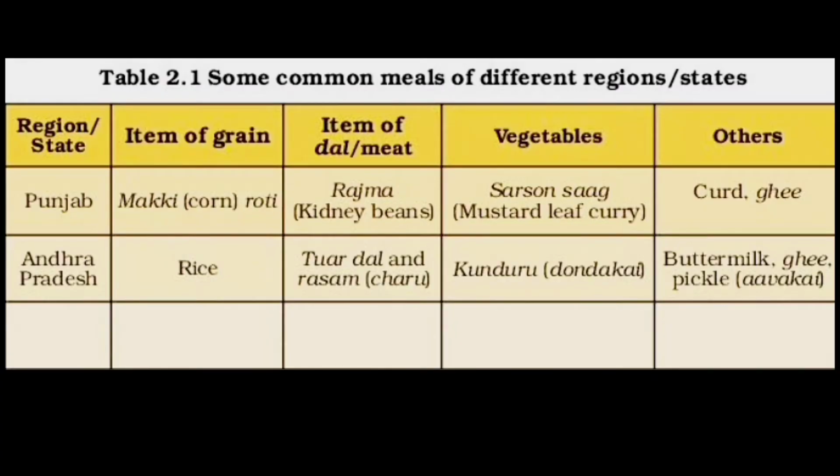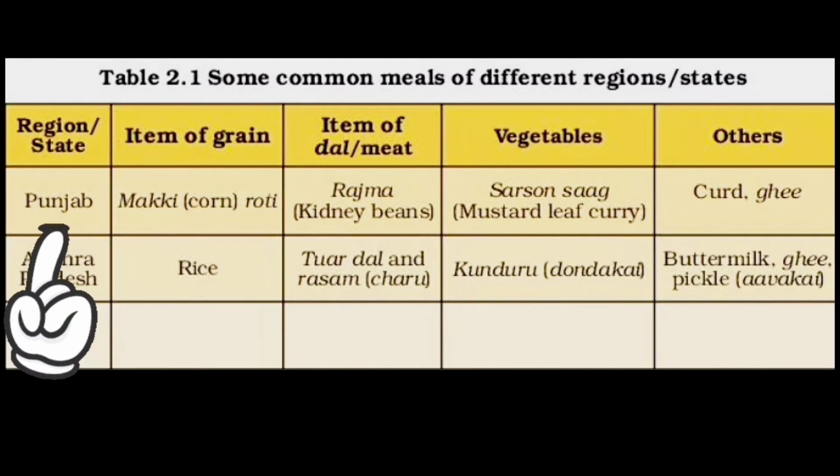Table 2.1. Some common meals of different regions or states. Column 1: Region or state. Column 2: Item of grain. Column 3: Item of dal or meat. Column 4: Vegetables. And column 5: Others. Take a look at row 1 and row 2 that are already filled.